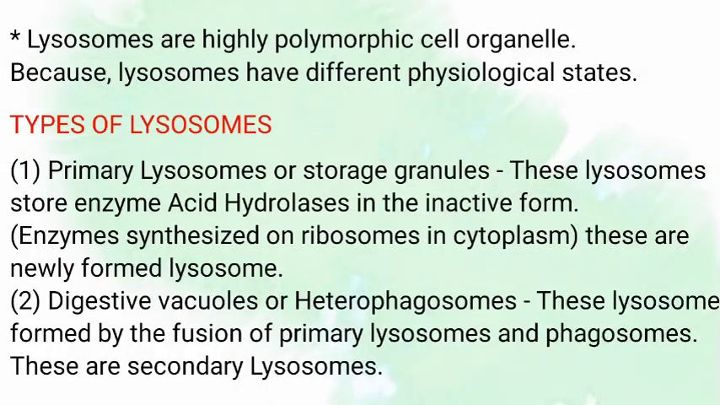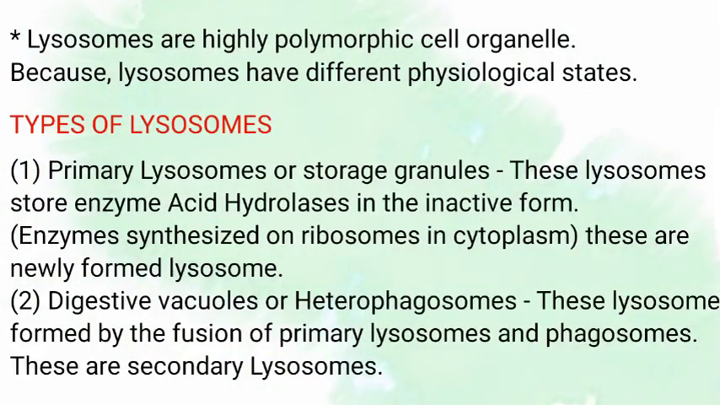Types of lysosomes. The very first one, primary lysosomes, are storage granules. These lysosomes store enzyme acid hydrolases in the inactive form. Enzymes are synthesized on ribosomes in cytoplasm. These are newly formed lysosomes. Digestive vacuoles are heterophagosomes. These lysosomes are formed by the fusion of primary lysosomes and phagosomes. These are secondary lysosomes.